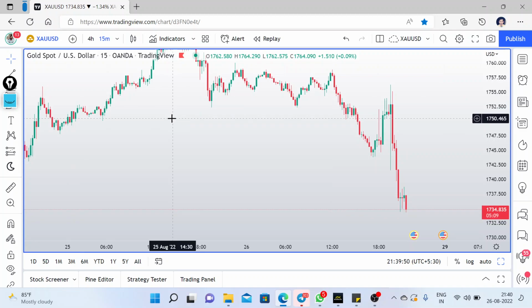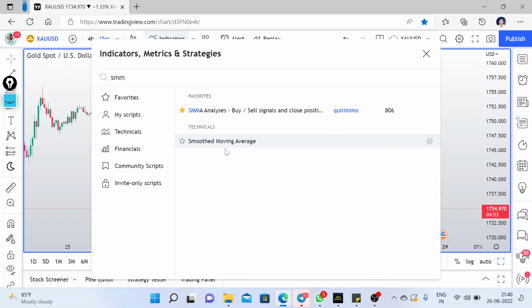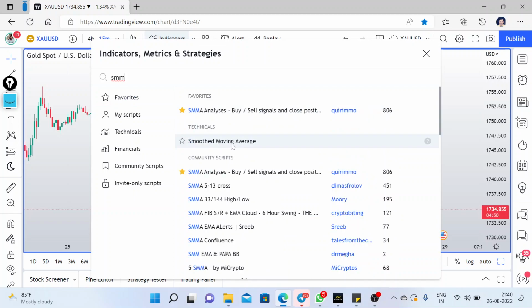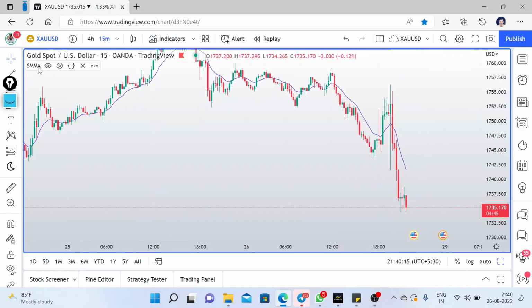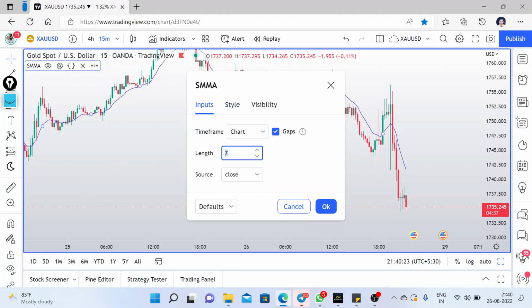For this strategy you need two moving averages. If you are going to use this strategy in TradingView, you just have to head over to indicators, and in indicators you have to find the smoothed moving average, this one. So the first one that we are going to apply is an SMMA, or smoothed moving average. The period of this smoothed moving average you have to change from here. The first that we are going to apply is a 200 period moving average.